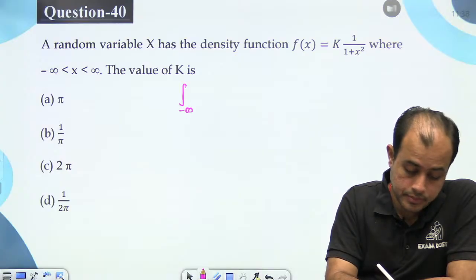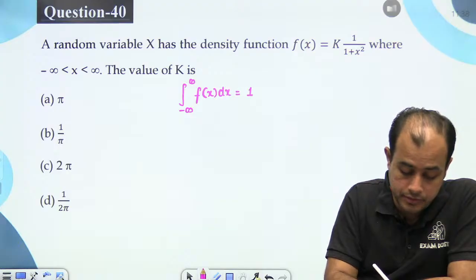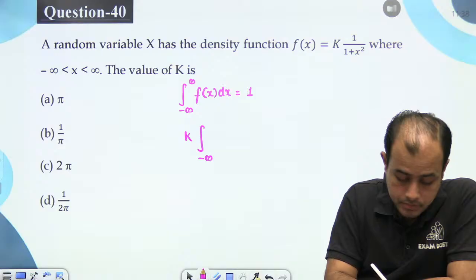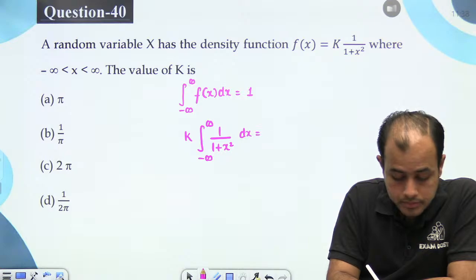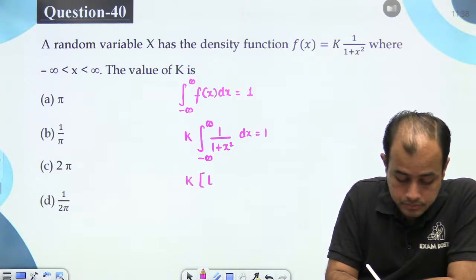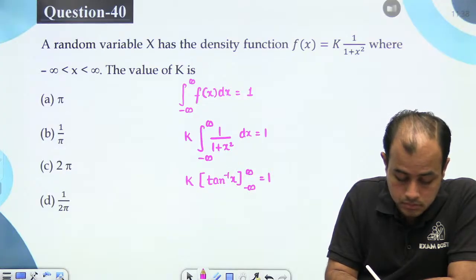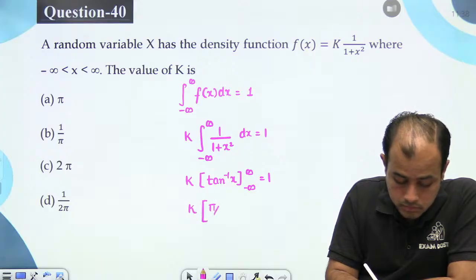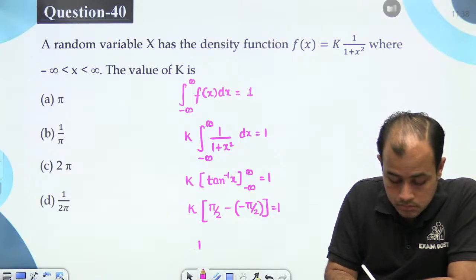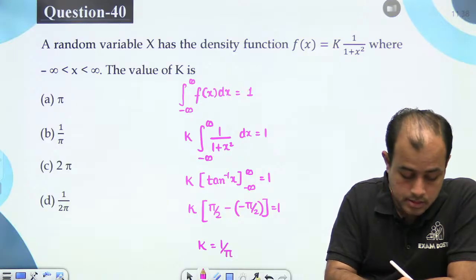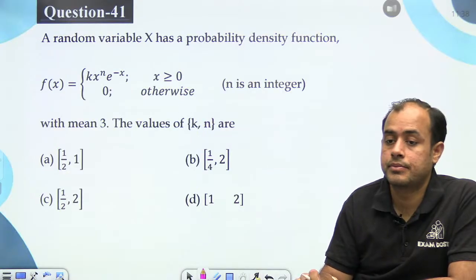Property is that the total area under the PDF must be 1. K is 1 upon pi. Simple, 1 upon pi.